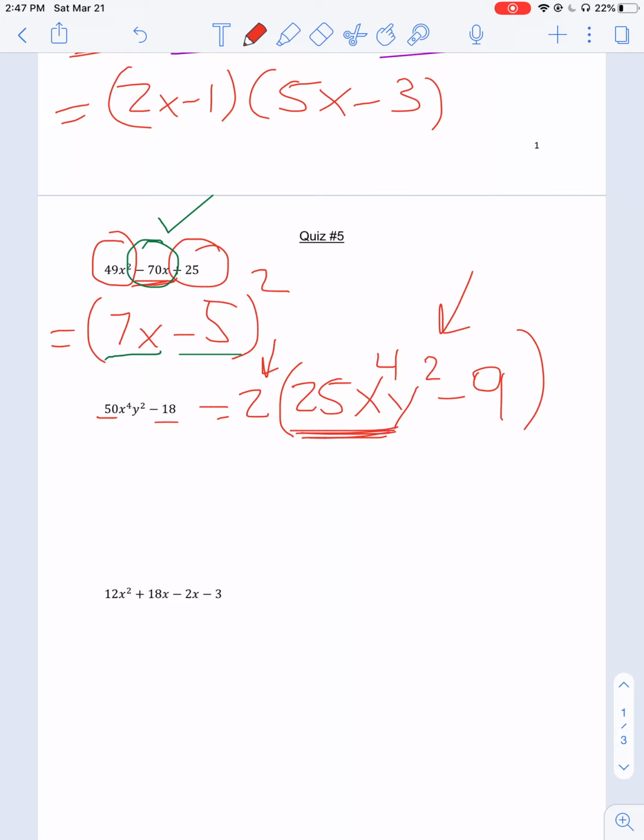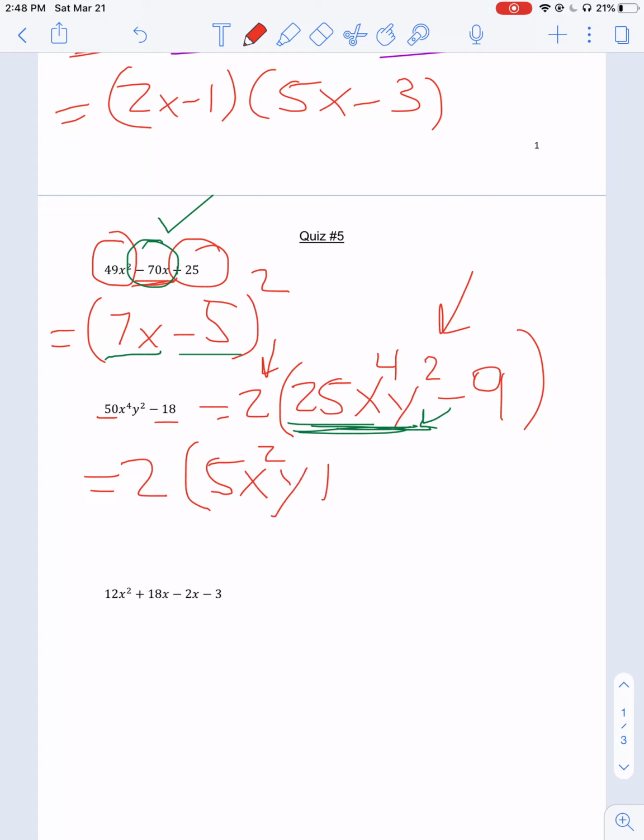25x to the 4y squared, that's a nice square number. 9 is also a nice square number. Okay, so now let's apply the difference of squares. So this is just equal to, so let's just keep the 2 on the side, right? Now all you have to do is take the square root of the first term, okay? By the first term, I mean the term that's on the left-hand side of your minus sign. So the whole thing. So the square root of 25 is 5. The square root of x to the 4, remember square root of your exponent chops it in half, right? So it's just x squared. And the square root of y squared is just y.